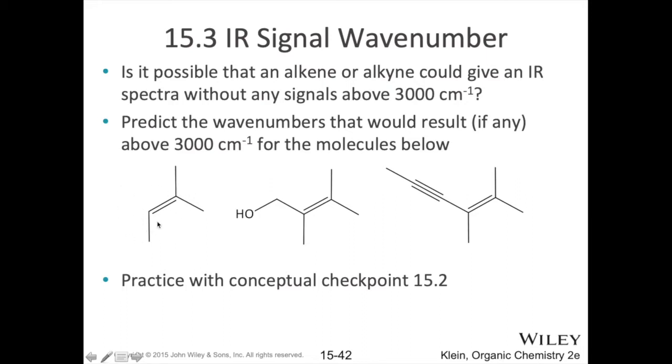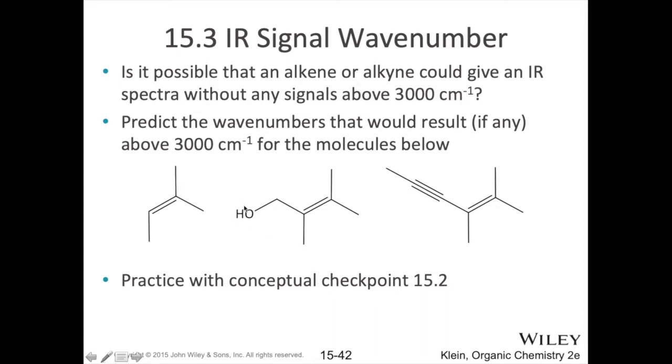So over here we have an alkene. Again, remember, we need a hydrogen attached to one of these sp2 carbons, and what's not shown here is this carbon-hydrogen bond. So this would actually show up somewhere above 3000 wave numbers. Over here, this alkene doesn't have any hydrogens attached to those sp2 carbons, so we won't see those CH bonds beyond 3000. The only other CH bonds here belong to sp3 hybridized carbons, and they would show up below 3000 wave numbers.